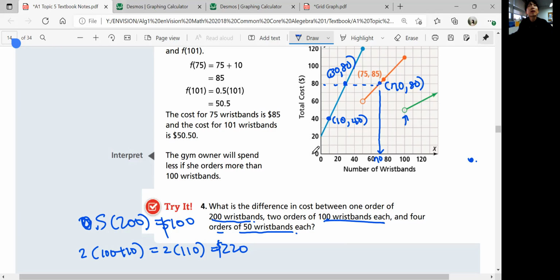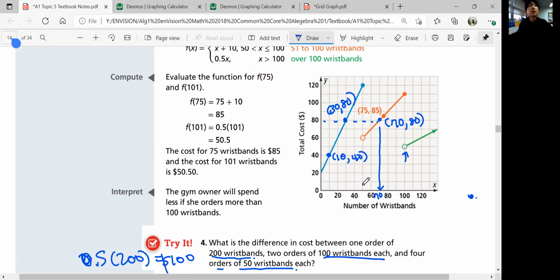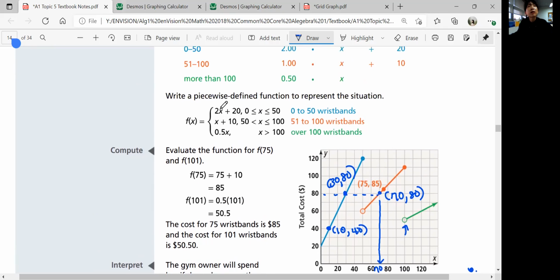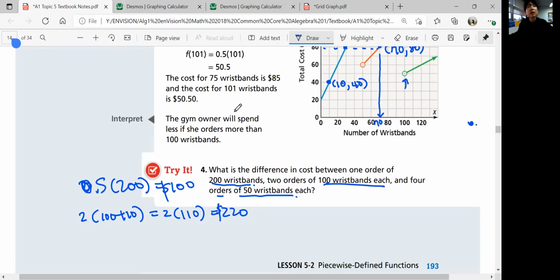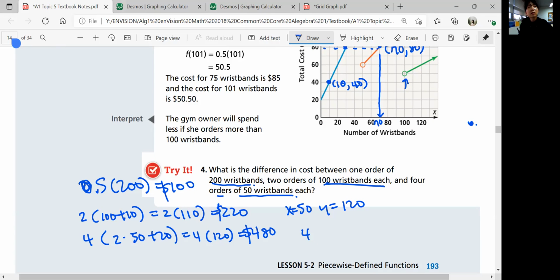What about 50 wristbands each 4 times? So 50 is right here. And it's going to cost $120, right? 2 times 50 is 100 plus 20 is 120. So 50 wristbands is going to be 120. And if you multiply that by 4, so 4 orders of, let's write the equation down, 2x plus 20. So 2 times 50 plus 20 is 4 times 120. And that's 480. Right? So what's the difference in cost?